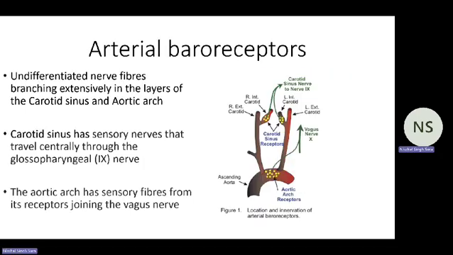The next are arterial baroreceptors. These are undifferentiated nerve fibers that are present in the layers of the arteries, the tunica media and tunica adventitia of the carotid sinus and the aortic arch. Since receptors send their signals through a sensory nerve, the carotid sinus sends it through the glossopharyngeal nerve, while the aortic arch sends it through the vagus nerve.